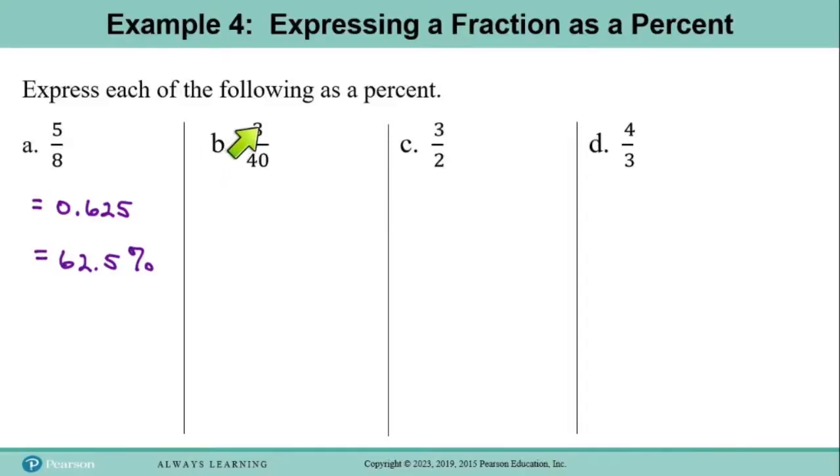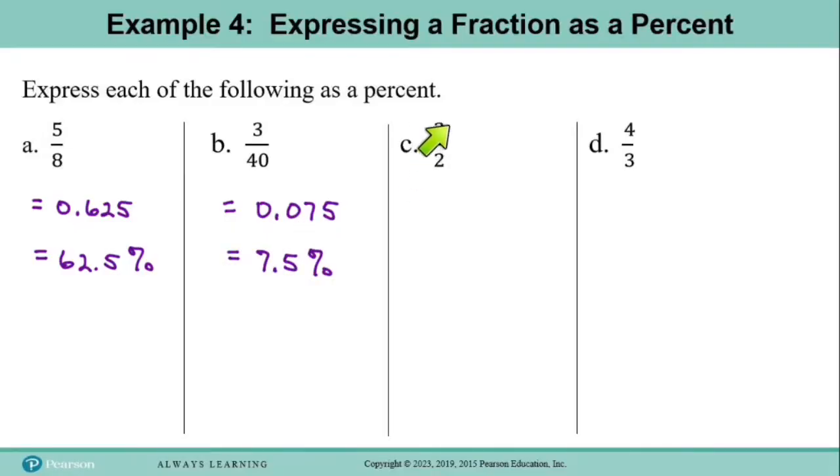In part B, we have 3/40. So to get the decimal form of this fraction on your calculator, you'll punch in 3 divided by 40 equals, and you will get 0.075. Okay, now to put this decimal in percent form, we move the decimal 2 places to the right and attach the percent symbol. So that will give us 7.5%.